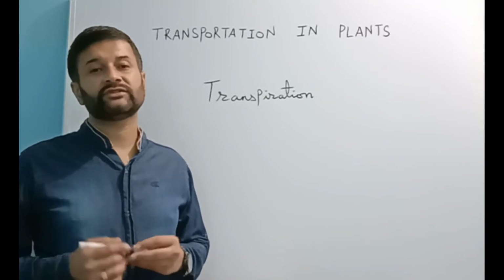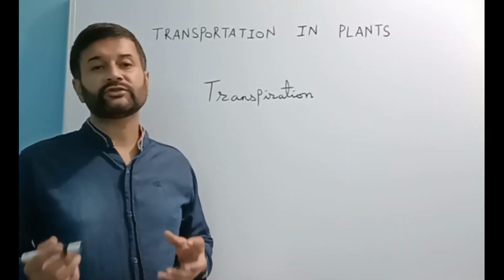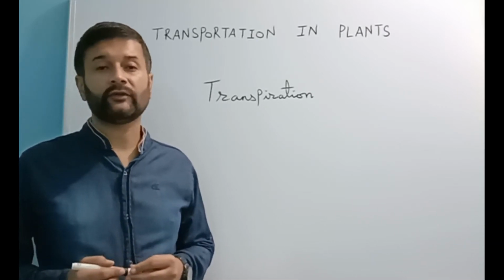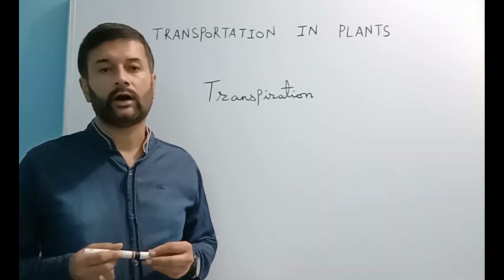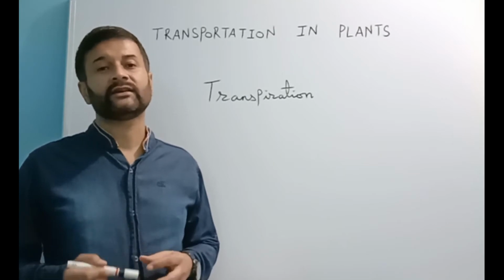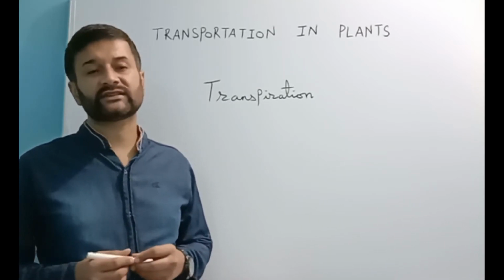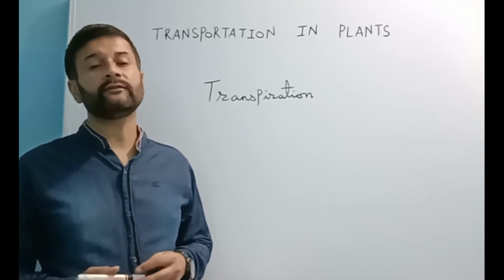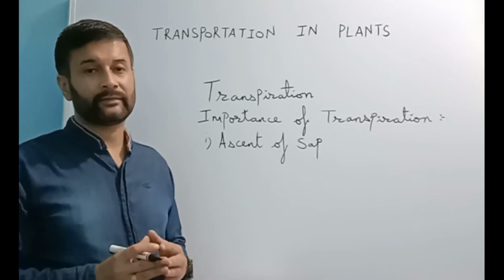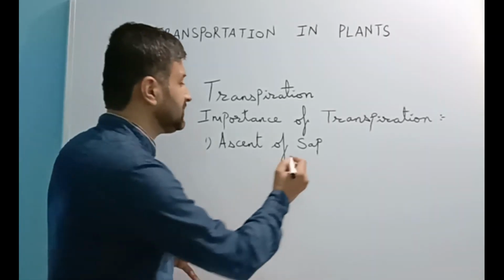Transpiration is a process which is considered to be a necessary evil for the plants. The process of transpiration causes loss of a huge amount of water in the form of water vapor, which is useless. However, the process of transpiration is necessary as it has important roles to play. So now let us discuss the important roles of transpiration. Transpiration helps in ascent of sap, that is, the upward movement of the cell sap, that is, water and minerals through xylem.